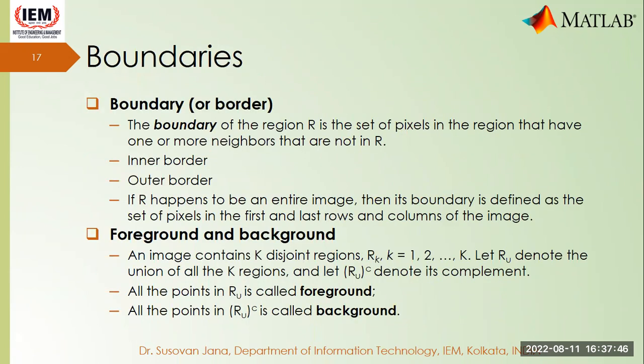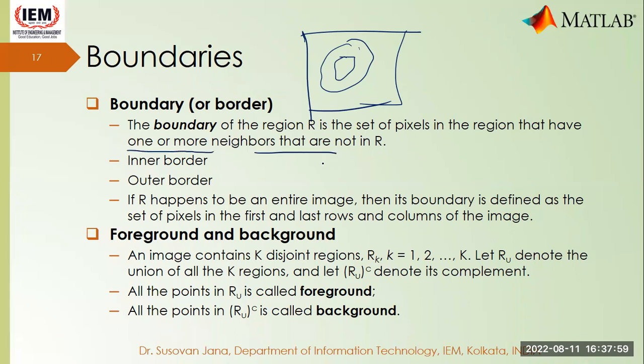Now the boundary. So if in your image you have one object, say like this, so what is boundary? Boundary pixel is such a pixel which has at least one or more neighbors that are not in R. Suppose this is a set of region, that is R, and this pixel has this neighbor not belonging to R. That means this pixel belongs to the boundary pixel.